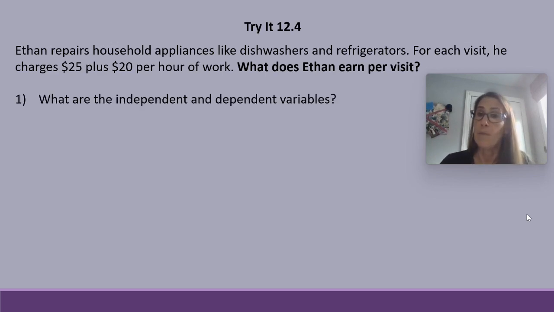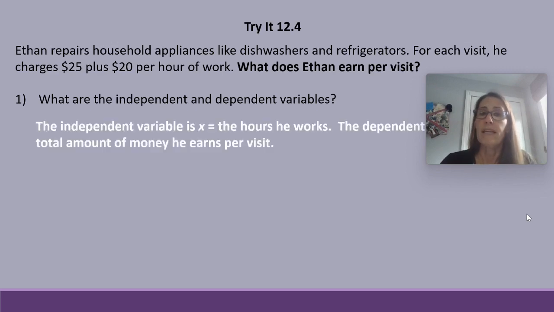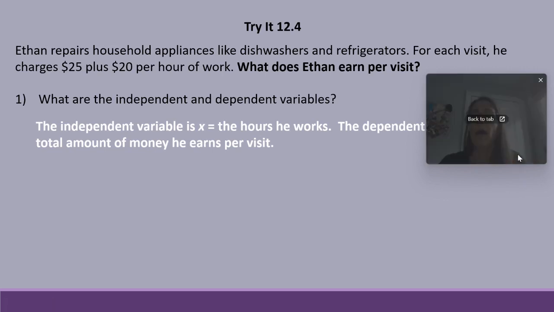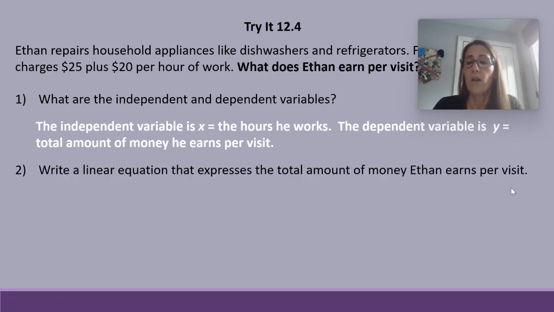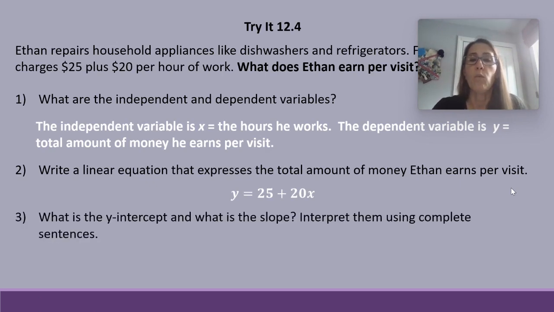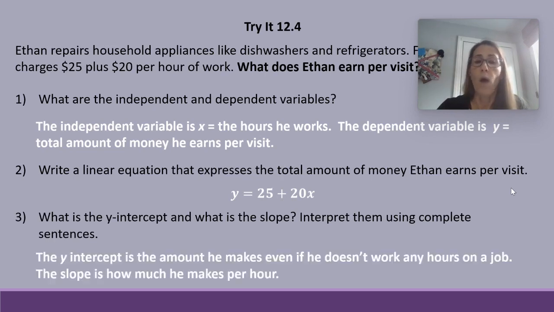So independent and dependent variables. The independent variable is X, the number of hours he works, and the dependent variable is Y, the total amount of money he earns per visit. So what's our equation for Ethan? 25, that one-time charge, plus his rate, 20 times X. Y equals 25 plus 20X. And what's the y-intercept and what is the slope? And interpret them using complete sentences. So the y-intercept is the amount of money he makes even if he doesn't work any hours on a job, and is 25. And the slope of 20 is how much he makes per hour.